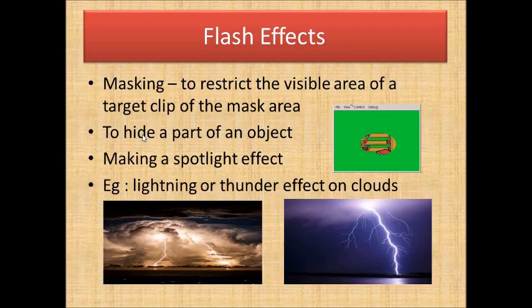The next effect in Flash is masking. Masking is to restrict the visible area of a target clip of the masked area. It is used to hide a part of an object or to make a spotlight effect. For example, a lightning or thunder effect on clouds can be done easily by using a flash effect. That is, you can control the content that your audience will see.